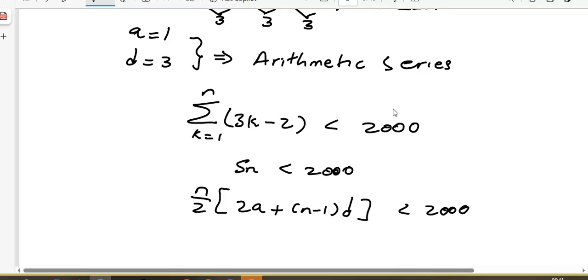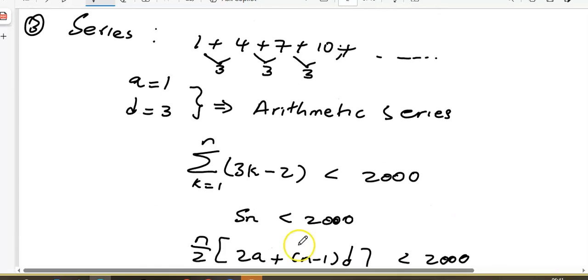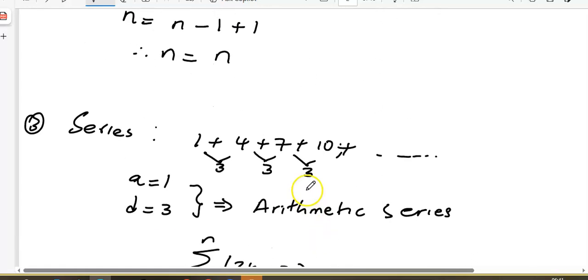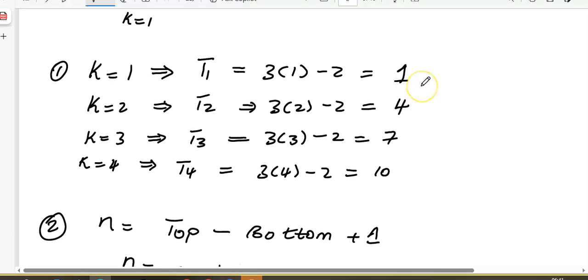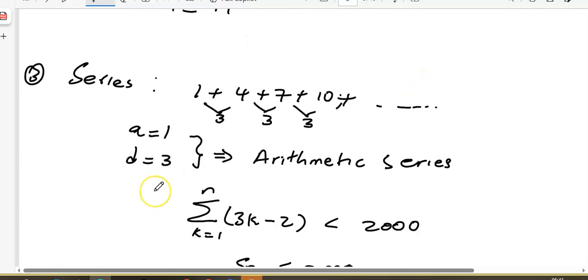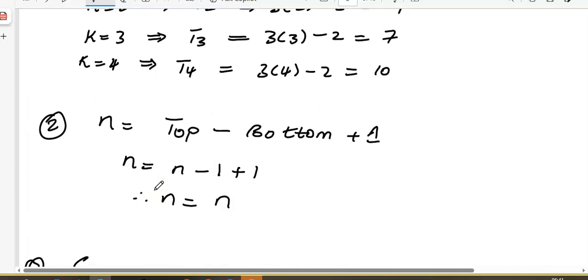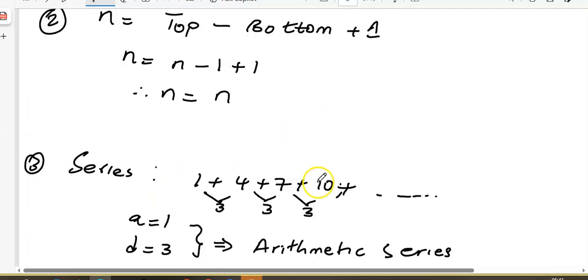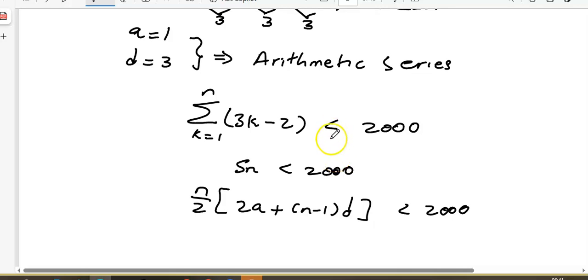So, first thing first, we need the sequence. Why do we need the sequence? To check the type of the series. Is this arithmetic or geometric? Then step number 2, we need n so that we can see on the equation where there's n, what should we put? So where there's n, we put n.